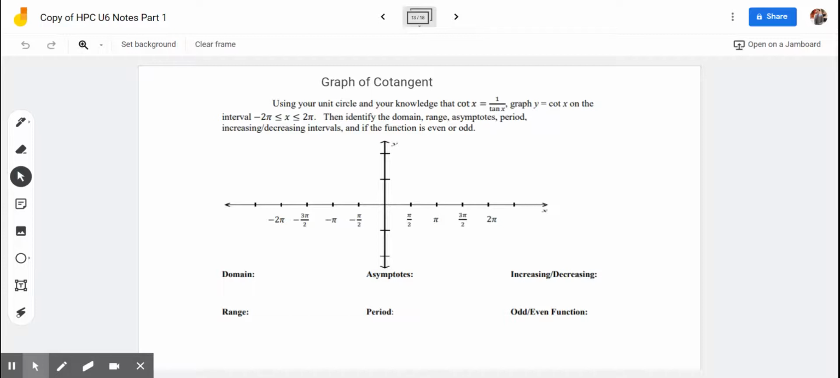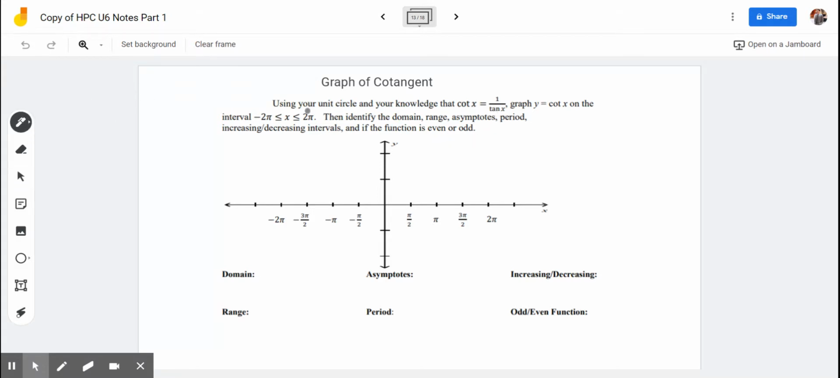All right, guys, in this video, we're going to go over the graph of the parent function for cotangent. It says, using your unit circle and your knowledge that cotangent is equal to 1 over tan of x, graph y equals cotan of x on the interval negative 2 pi less than or equal to x less than or equal to 2 pi. Then identify the domain, range, asymptotes, period, increasing/decreasing intervals, and if the function is even or odd.